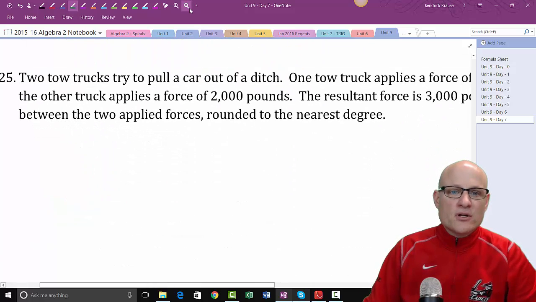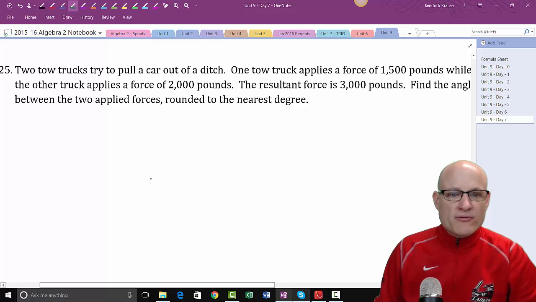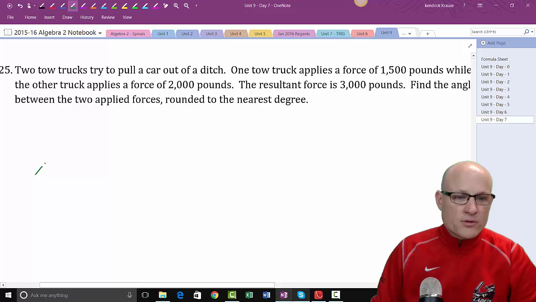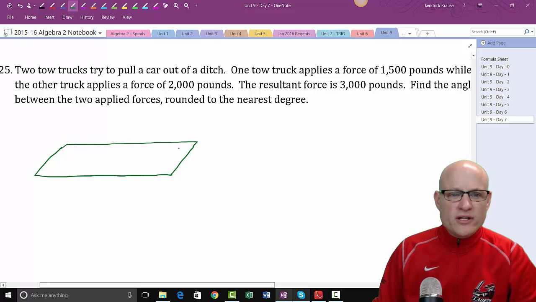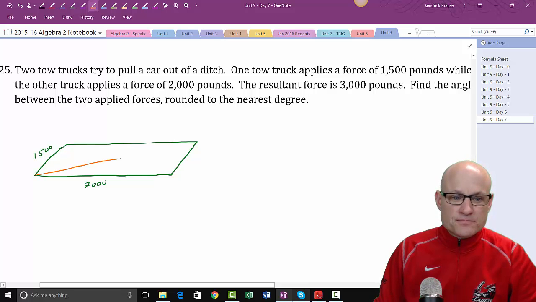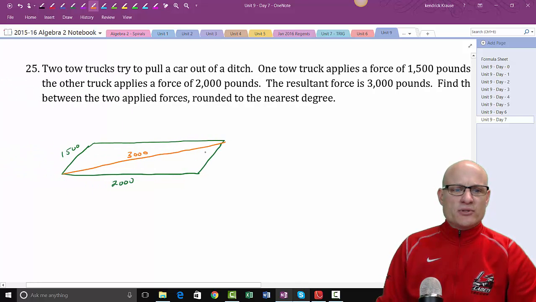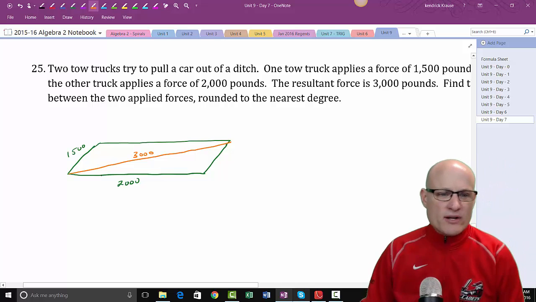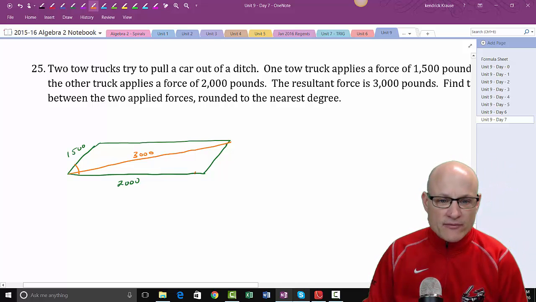All right. Two tractors apply a force to pull a ditch. Force, 1,500 pounds. 2,000 pounds result. Find the angle between the 2 applied forces. All right, so one small. I don't care if they're one away from each other, one long. 1,500 and 2,000. And the resultant is 3,000. Find the angle between the 2 applied forces, round to the nearest degree. So I want to find this one, but remember, I can't find that one. I have to find this one.